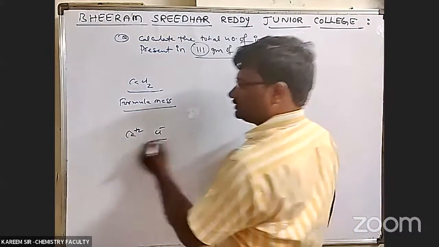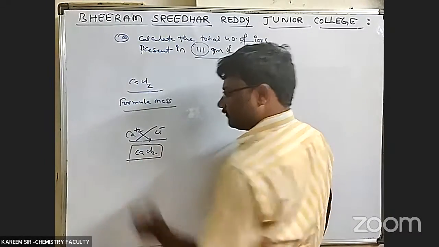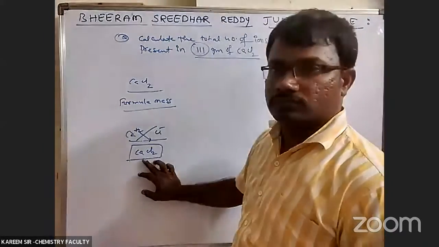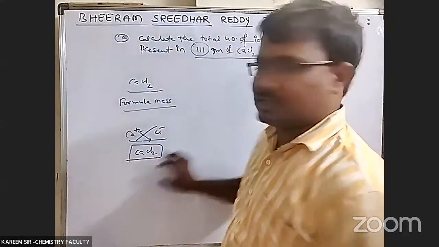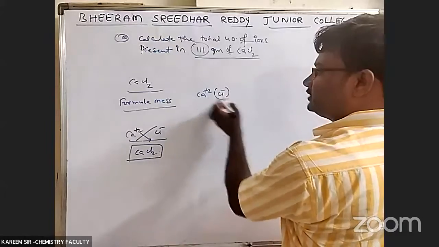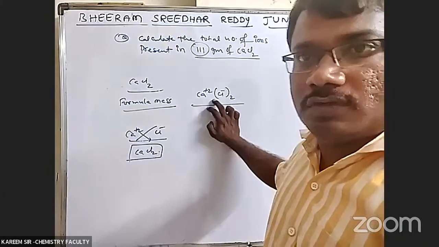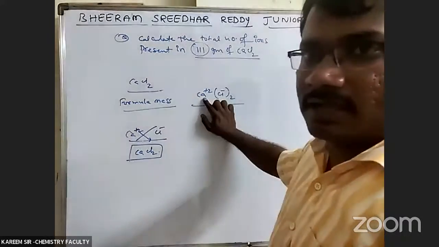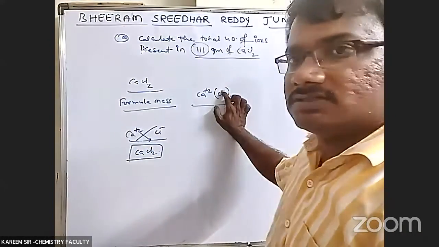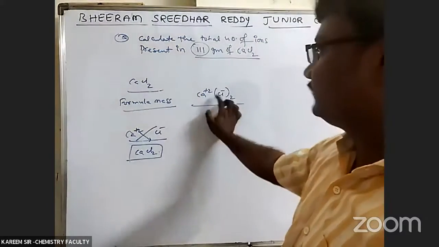So one formula means electrically balanced. Crisscross it, you will get CaCl2. This is the formula. One Ca plus 2 is balanced by 2 Cl minus ions. Actually, it is present like this: Ca plus 2 and Cl minus 2 times, because the calcium ion has plus 2 charge and the chloride ion has minus 1 charge. So for balancing, 2 negative charges are required. That's why 2 times Cl.